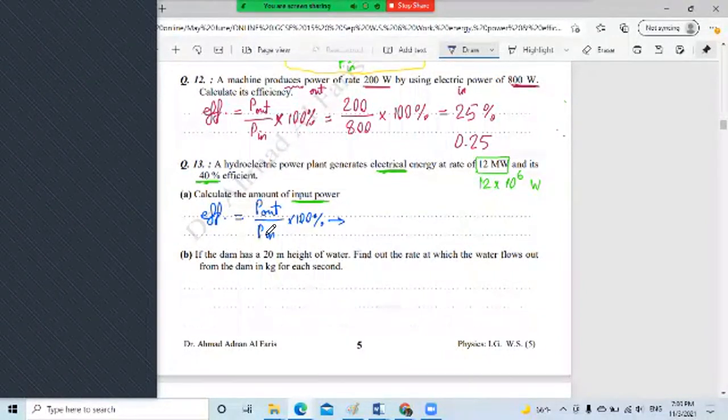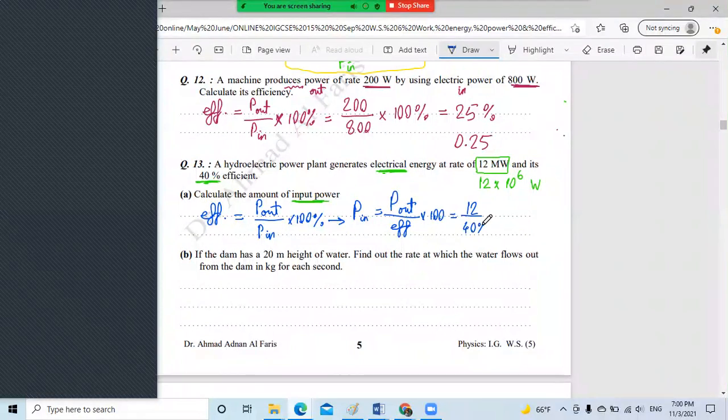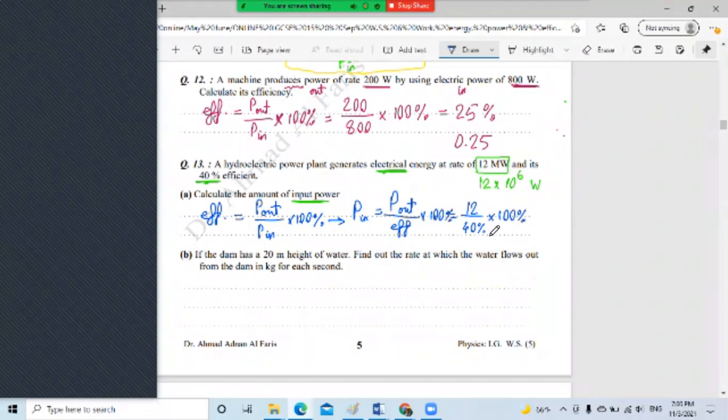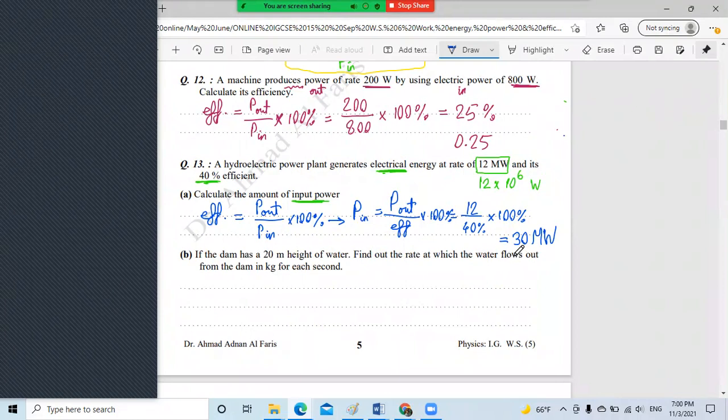Now, I can switch between these two in the math. So power in equals power out, or any other trick in math you can do, multiply by efficiency, divide by efficiency, multiply by 100, which equals 12 divided by 40%, multiplied by 100%. I forgot to write 40%. And the answer will be 30 megawatt, or 30 times 10 to the power of 6 watt, million watt. Okay?